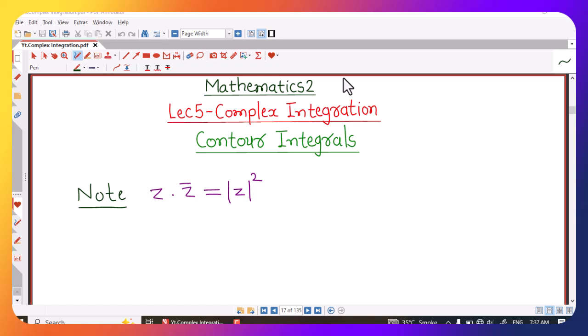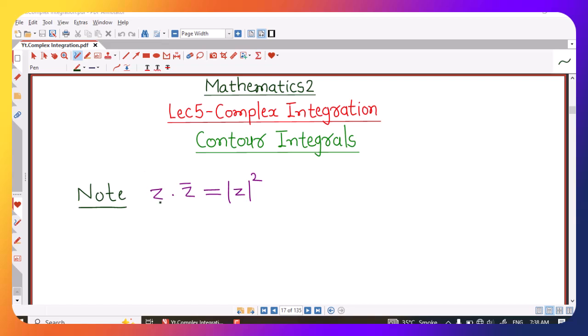Hello friends, I welcome you to lecture number 5 on complex integration. For the last 4 lectures we have been discussing contour integrals, and in this lecture also we will discuss one more example on contour integrals. Before going to that example, we understand this remark.